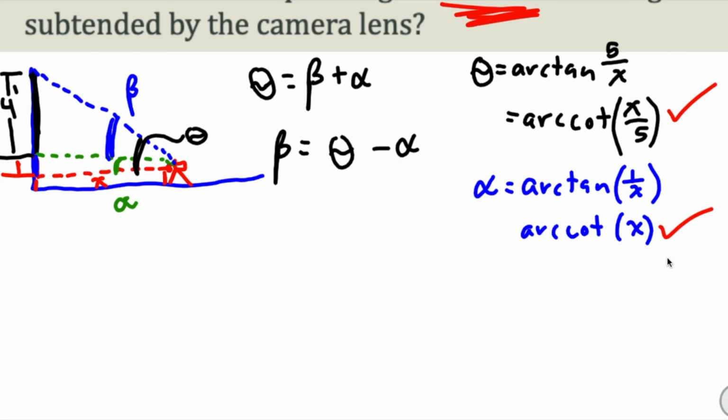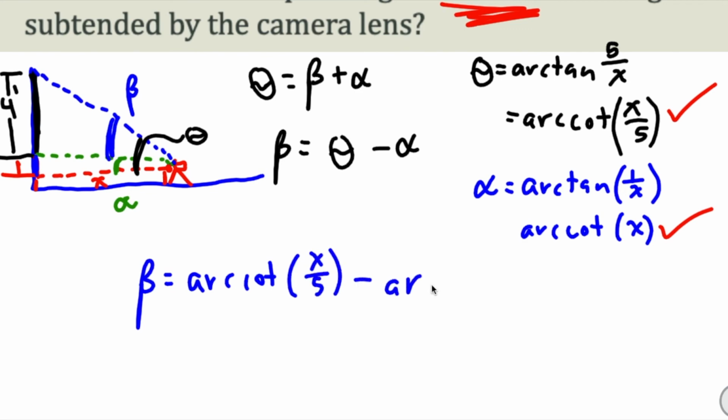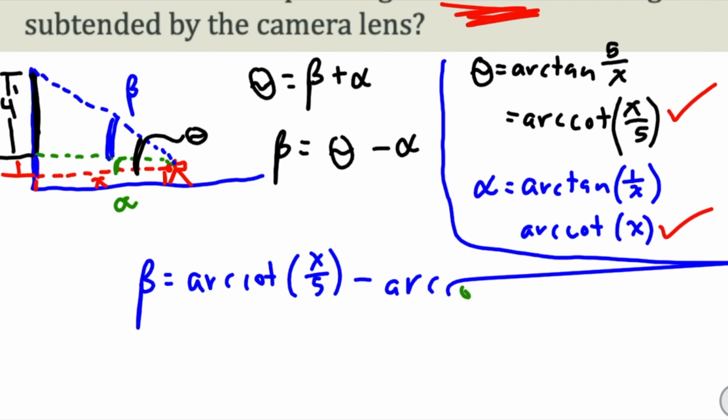All right, so let's plug them in now. I have beta is equal to arc cotangent of x over 5 minus arc, let me put a little barrier here so we know this is a separate part, arc cotangent, whoa, sorry, let me erase that. Tablet kind of freaked out there for a second. So arc cotangent of just x.